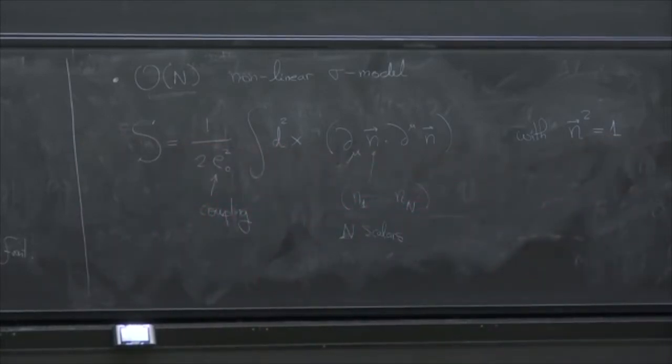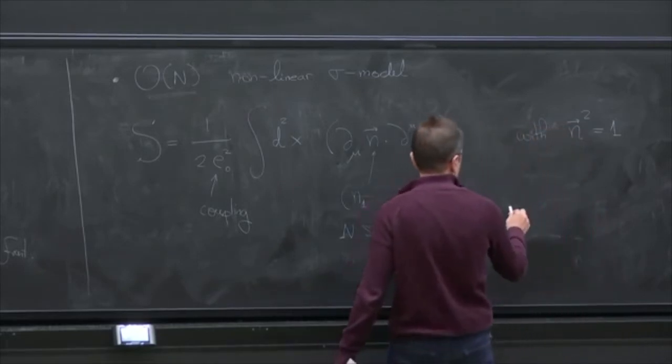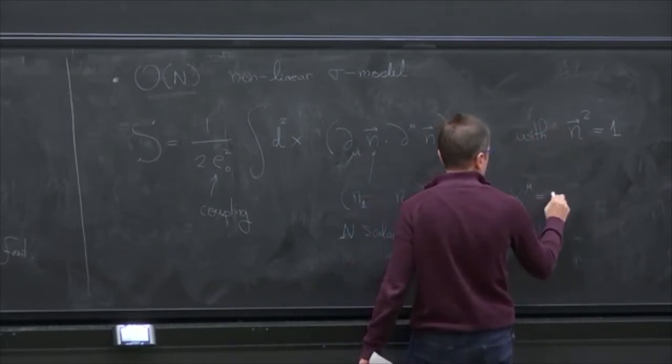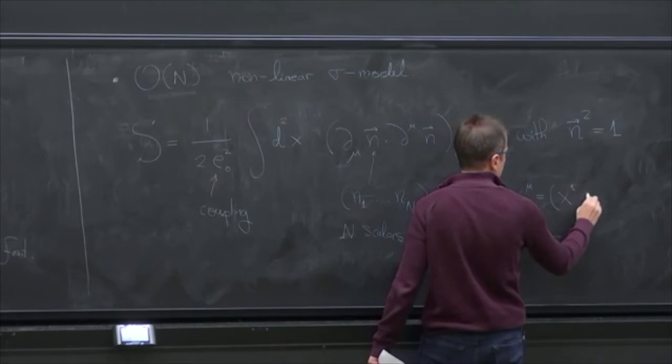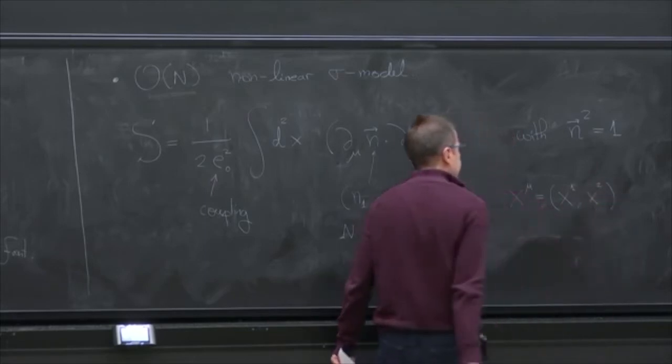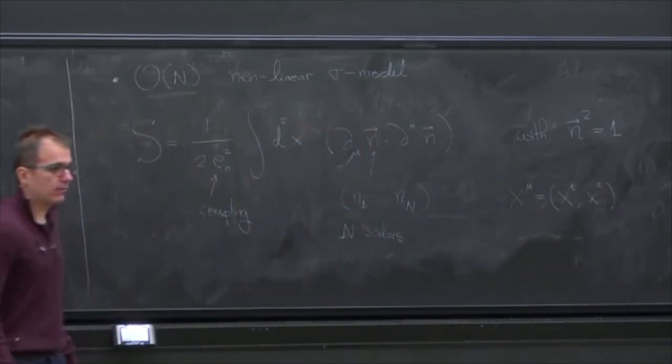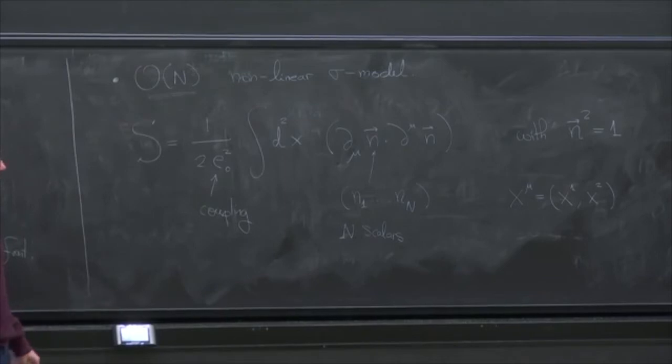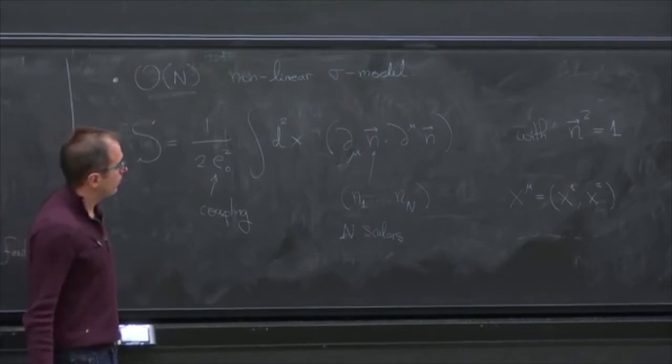Before starting to think how you would go about tackling this model, let's think what this model could describe. Is mu going from 1 to 2? Right, mu goes from 1 to 2. So x mu would be x1, x2. Just Euclidean, flat.